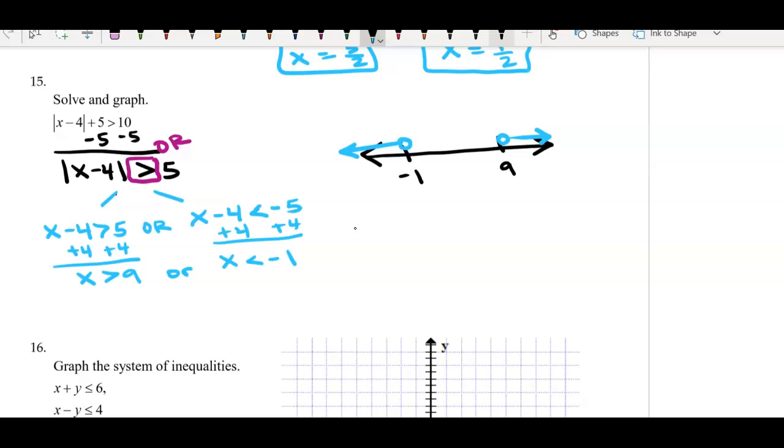Okay, so how do I write that in interval notation now? It would be negative infinity, comma, negative 1. And our U for the union. Then it should be 9, comma, infinity. Okay, perfect.